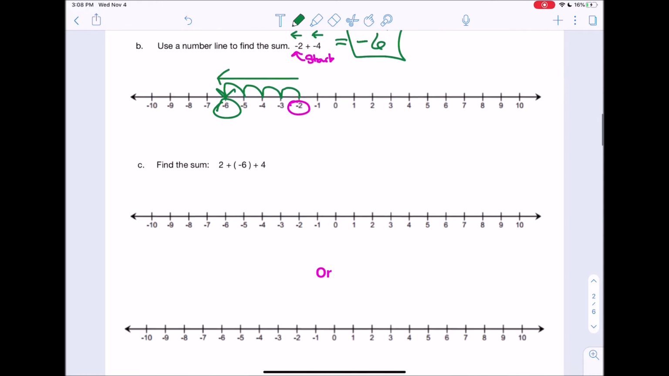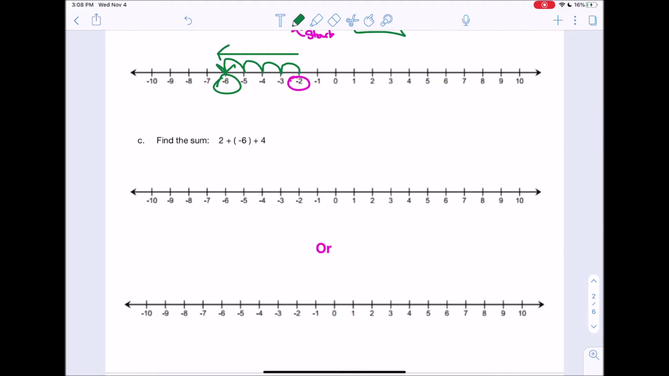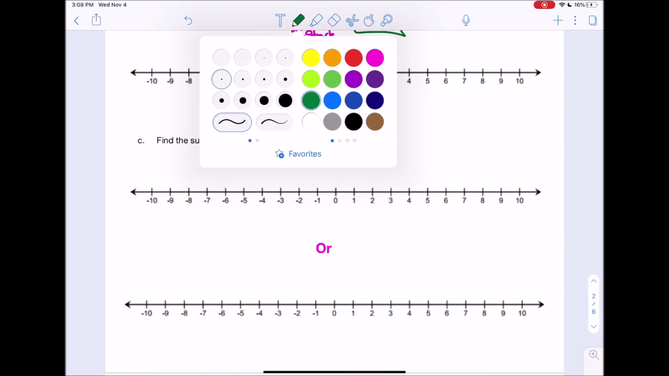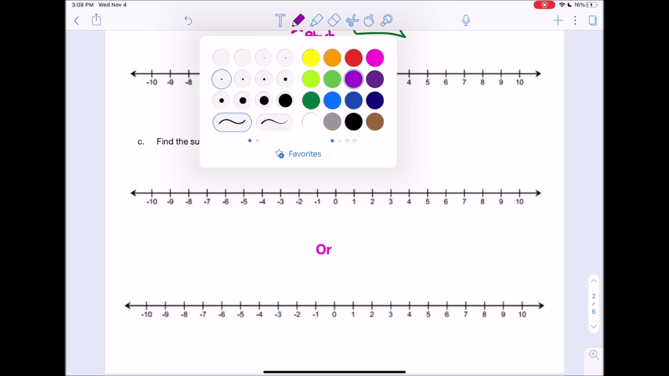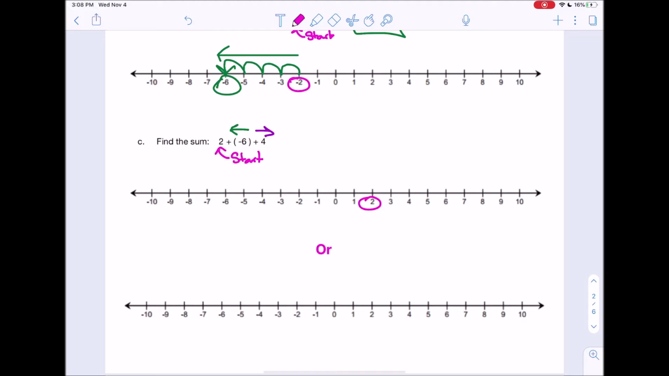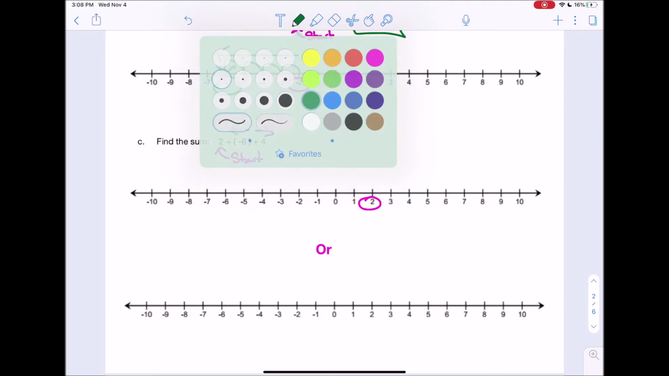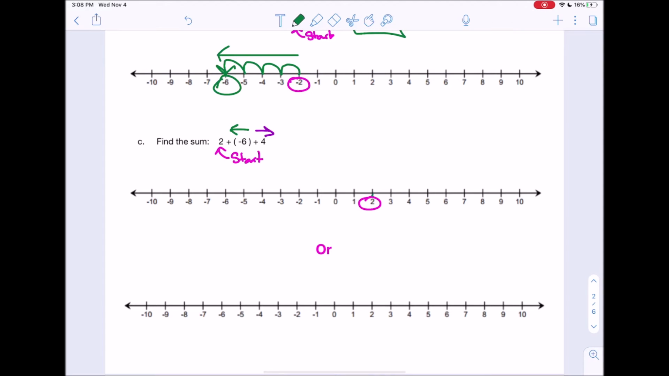All right, and for C, now we have 3 integers. Okay, so once again, the first number is going to be our starting point. Okay, our second number is negative, so I know I'll be going to the left. And our third number is positive, so I know I'll be going to the right. So let's get started. I'm going to find my starting point of positive 2. Now I'm going to go to the left 6 times for negative 6. So 1, 2, 3, 4, 5, 6.